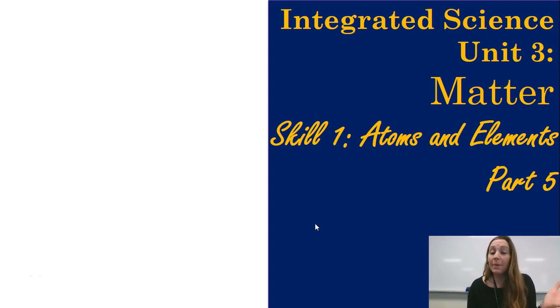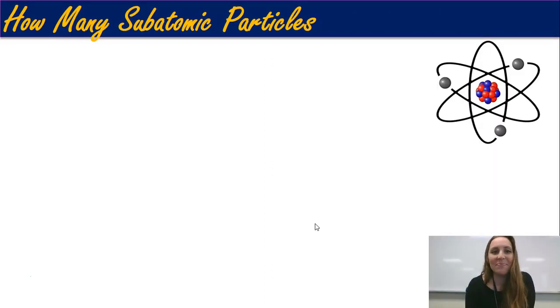Today we're going to talk about subatomic particles and how to calculate how many protons, neutrons, and electrons from all sorts of information. There are two things you will definitely need before you start. First, a handy dandy periodic table. Second, a calculator. All right, let's get started.